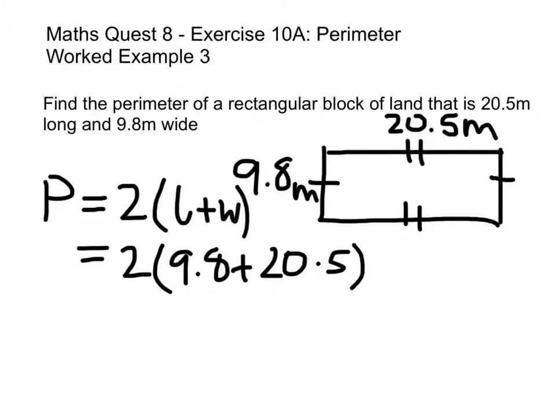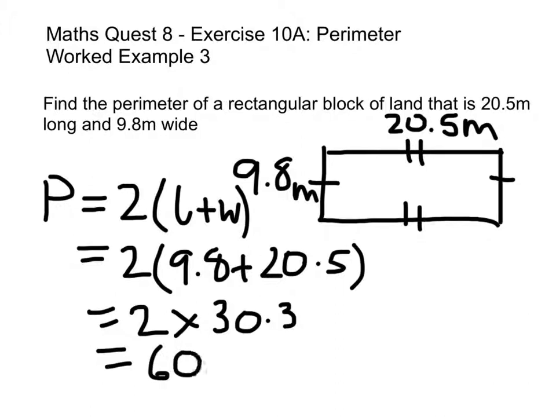So it's 2 times 9.8 plus 20.5, which is 30.3. So your answer is 60.6 metres. So the perimeter of this rectangular block of land is 60.6 metres.